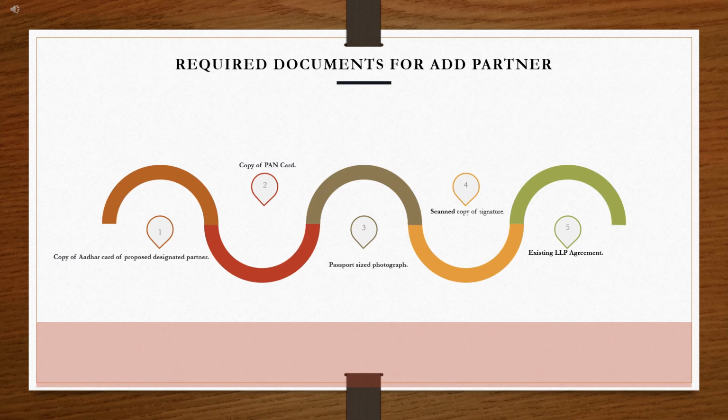Documents required for appointment of designated partner to LLP. Copy of Aadhaar card of proposed designated partner. Copy of PAN card. Passport-sized photograph. Scanned copy of signature. Existing LLP agreement.